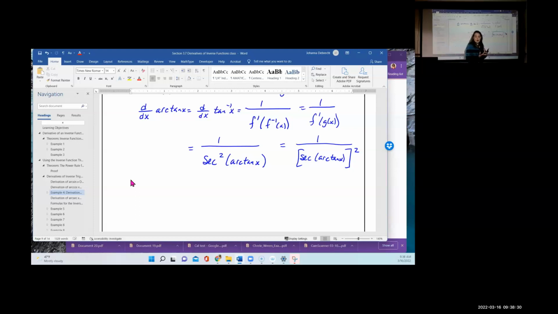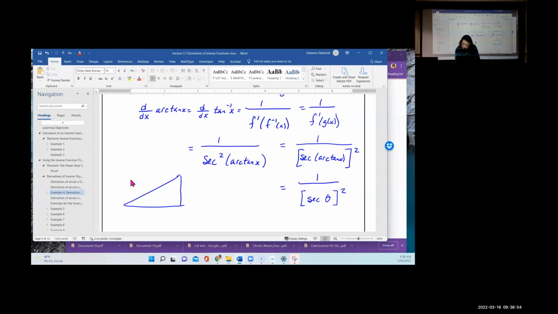Now, what is arctangent of x? Arctangent of x, remember, is some angle theta. So this actually represents over here somewhere some angle theta. So I've got the secant of some angle theta, and that whole thing is being squared. So now I want to draw my triangle.